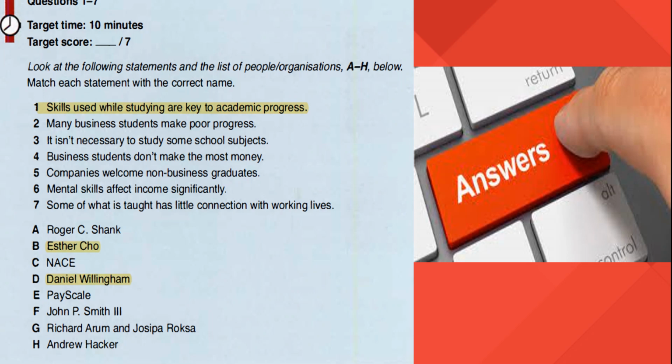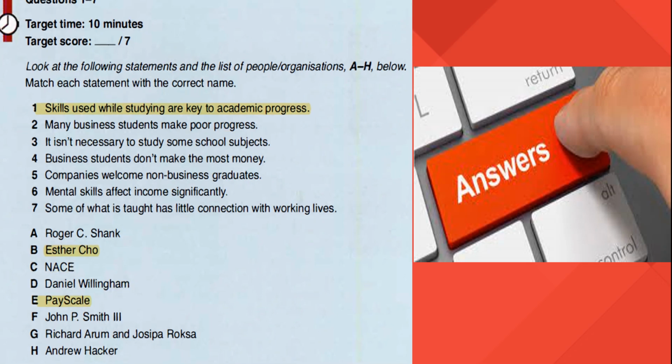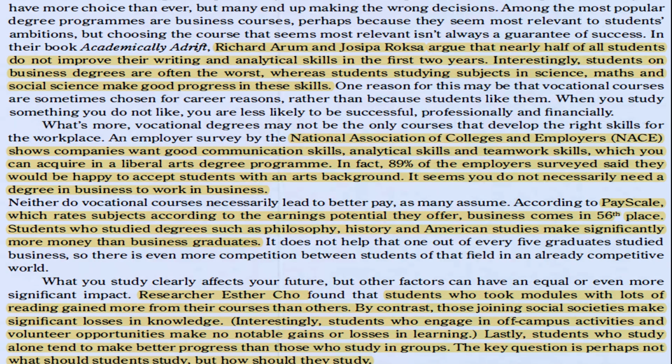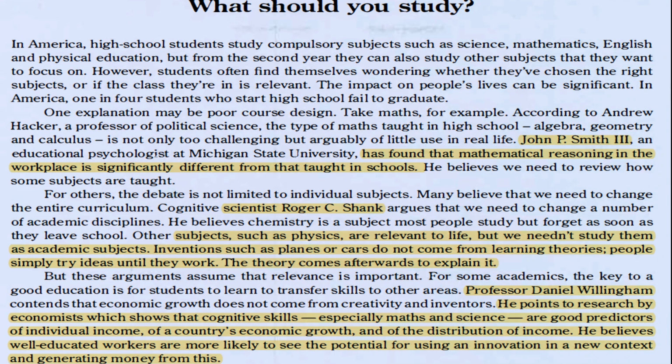Mental skills affect income significantly. Who said that? Daniel Willingham. Let's go to the Daniel Willingham extract. So Professor Daniel Willingham points to research by economists which shows that cognitive skills, you see, mental ability, this is paraphrasing words, especially maths and science, are good predictors of individual income, of a country's economic growth, and of the distribution of income.